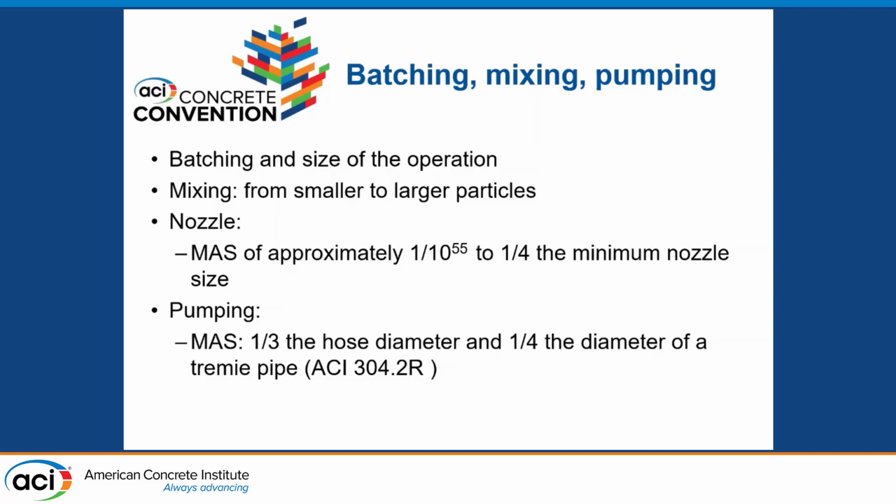And then there's a direct link between the nozzle and the maximum aggregate size. We've seen different requirements. One easy to remember is that your maximum aggregate should be 1/4 of your minimum nozzle size, or the minimum pumping size in your line. So your aggregate needs to be 1/4. And in terms of pumping, we look at the recommendation from ACI Committee 304, and they recommend 1/3 of the hose and 1/4 of the tremie pipe. So these are also other good indications.